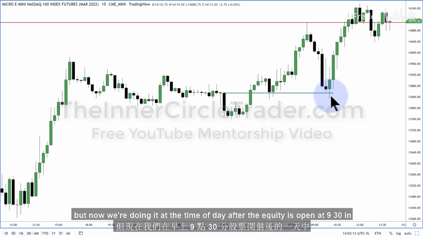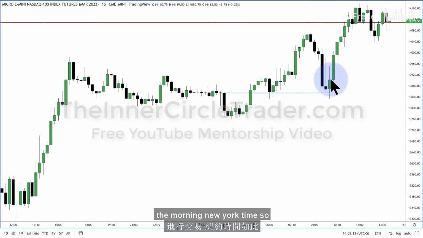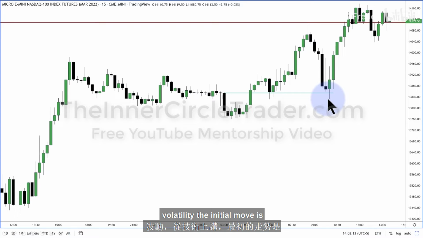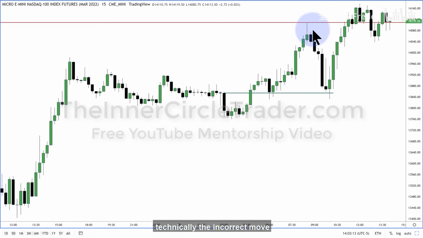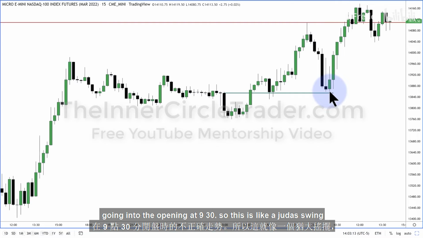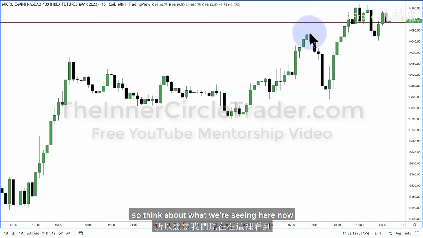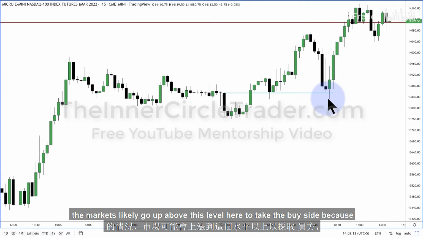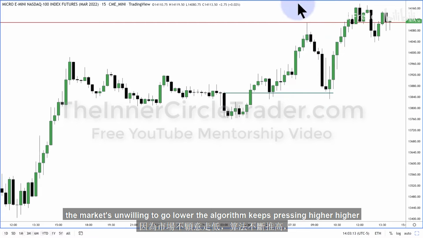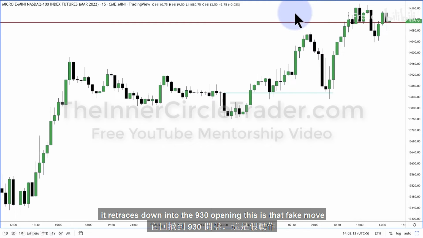So we're trading down into this imbalance here. But now we're doing it at the time of day after the equities open at 9:30 in the morning New York time. So volatility, the initial move is technically the incorrect move going into the opening at 9:30. So this is like a Judas swing. So think about what we're seeing here now. The market's likely to go up above this level here to take the buy side because the market's unwilling to go lower. The algorithm keeps pressing higher, higher, higher.